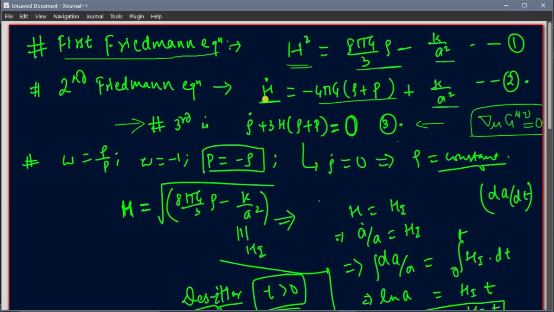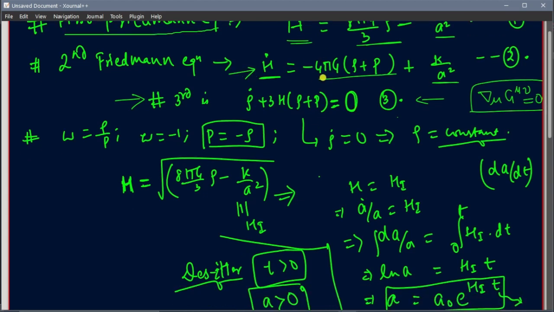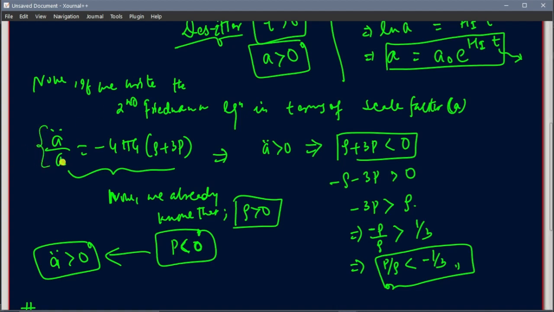We can also express the second Friedmann equation as a double dot over a is equal to minus 4 pi G over 3 times (rho plus 3p). Now a is the scale factor, a dot gives you the velocity and a double dot gives you the acceleration. We have already said that our universe has an accelerating kind of expansion. So if our universe is expanding with acceleration, it means that a double dot must be greater than 0. But here it has a negative sign, so to incorporate the negative sign, whatever is inside the bracket, rho plus 3p, has to be negative.